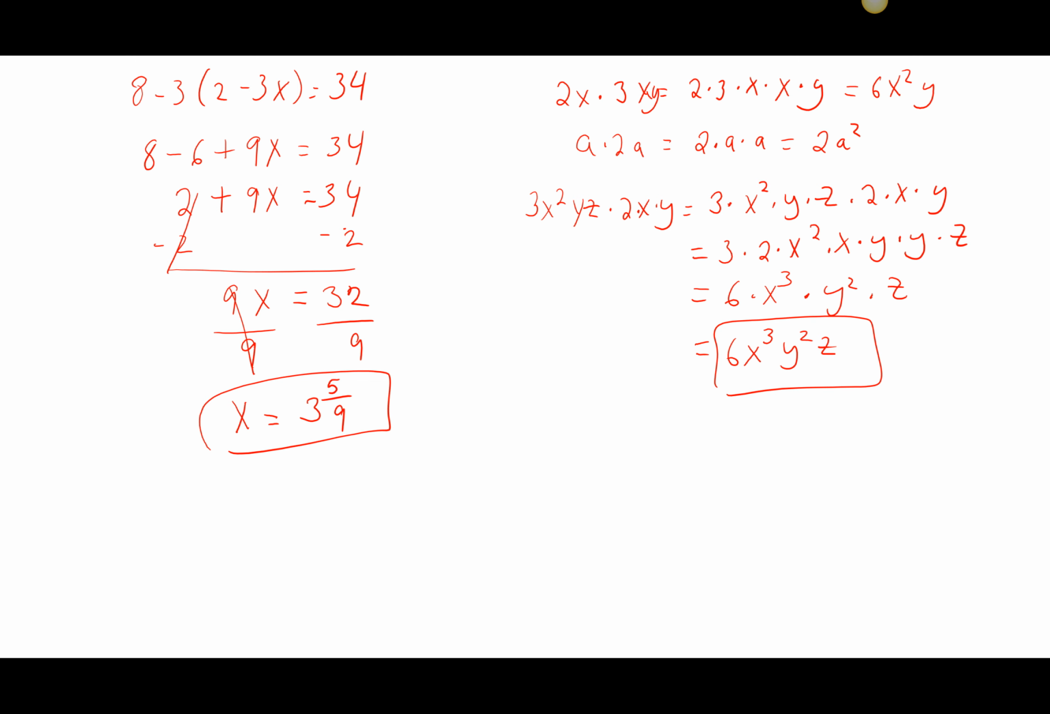Okay? So all I did was take and separate it: 3 times x squared times y times z times 2 times x times y. Then I combined the like terms. 3 and 2 are like, so 3 times 2. X squared times x times y times y times z. So 3 times 2 is 6. X squared times x is x cubed. Y times y is y squared, times z. It's 6x cubed y squared z.